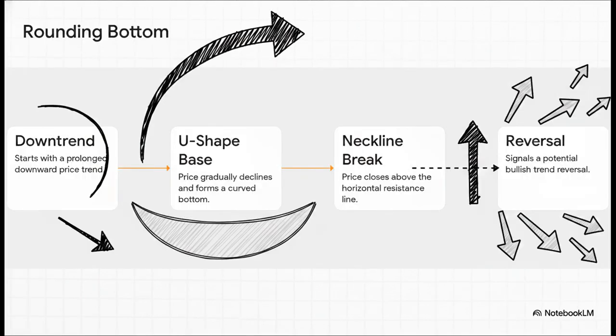Now, unlike sharp, sudden reversals, the rounding bottom plays out over a much longer time frame. Think of this pattern kind of like turning a massive cruise ship around in the middle of the ocean. It is a slow, steady transfer of power. Following a prolonged, grueling downtrend, the price carves out this really smooth bowl shape. It's a gradual, almost invisible shift in psychology from eager sellers back to confident buyers. And it eventually culminates in a massive neckline breakout and a highly reliable, long-term bullish trend reversal.